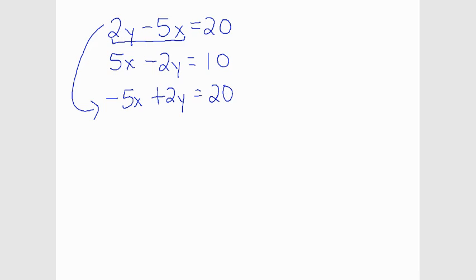So when we add these together, this will cancel and this will cancel, but this will not. So I end up with 0 on the left side. 10 plus 20 is 30, which is not true. Those are not equal. This is an example of no solution.